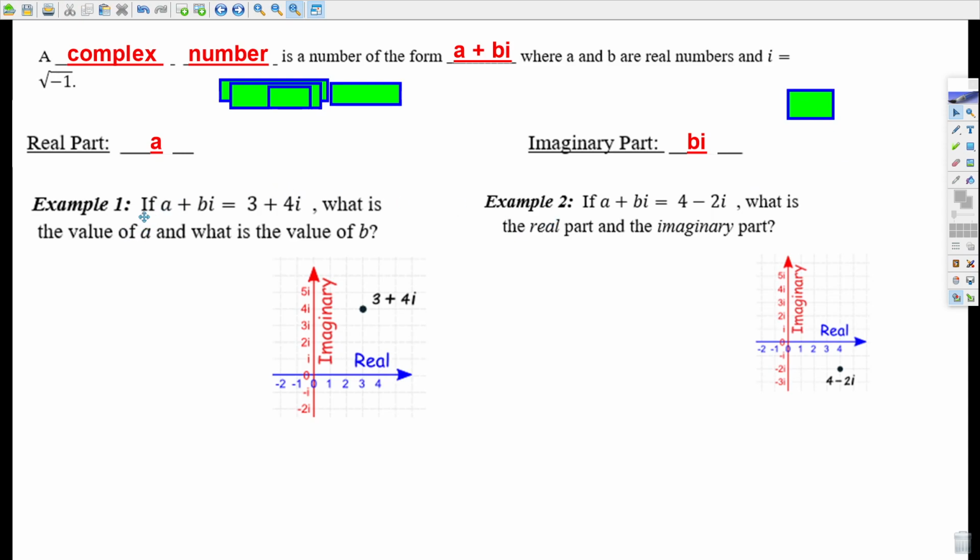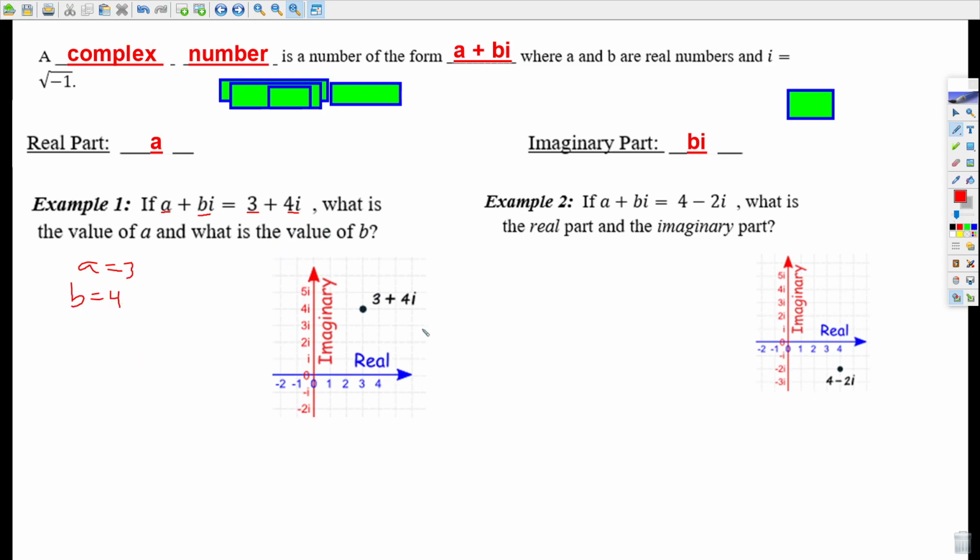So here's some examples. If a plus bi is 3 plus 4i, what is the value of a? What is the value of b? You're comparing it to these two here, right? A is this number by itself, so that would have to be 3. So we could say a is 3, and b is the number in front of i, which is 4. Pretty simple.